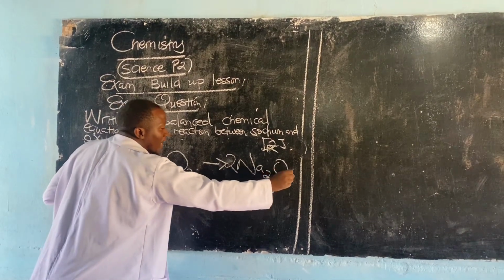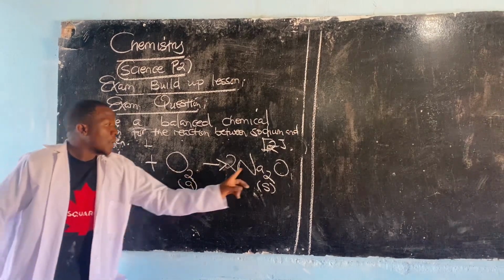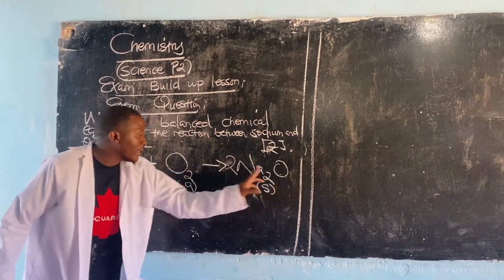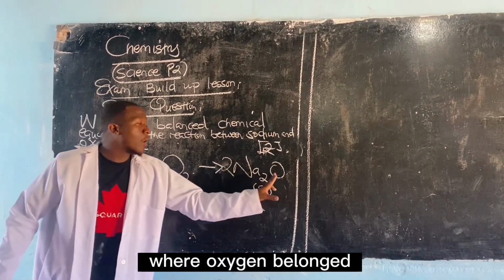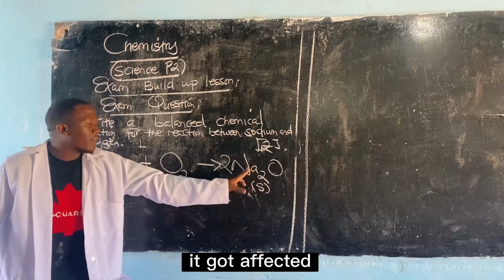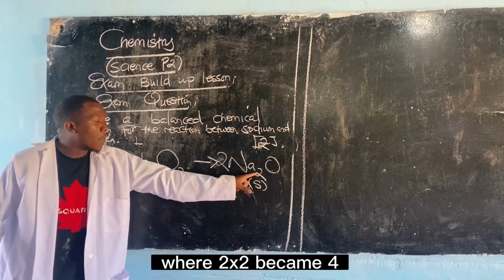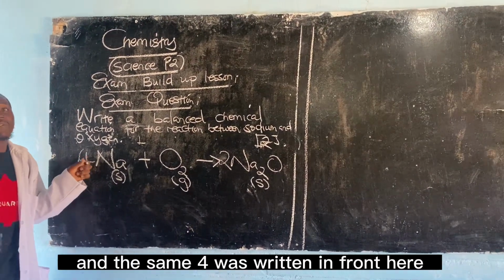This oxygen had nothing, so we started with oxygen: on the left it is 2, on the right it had nothing. So the same 2 here, we had to put in front of the compound where oxygen belonged. But since sodium is part of the compound, it got affected and increased by 2, where 2 times 2 became 4, and the same 4 was written in front here.